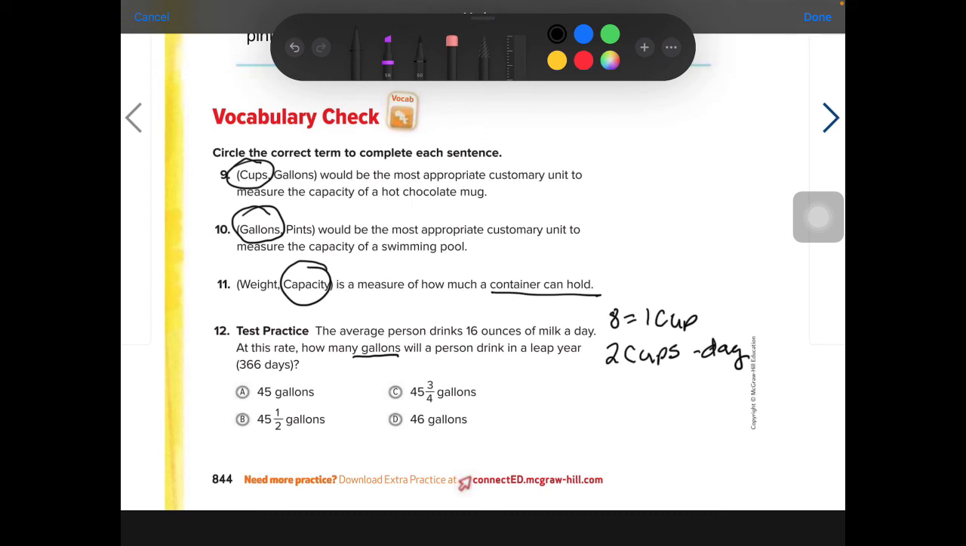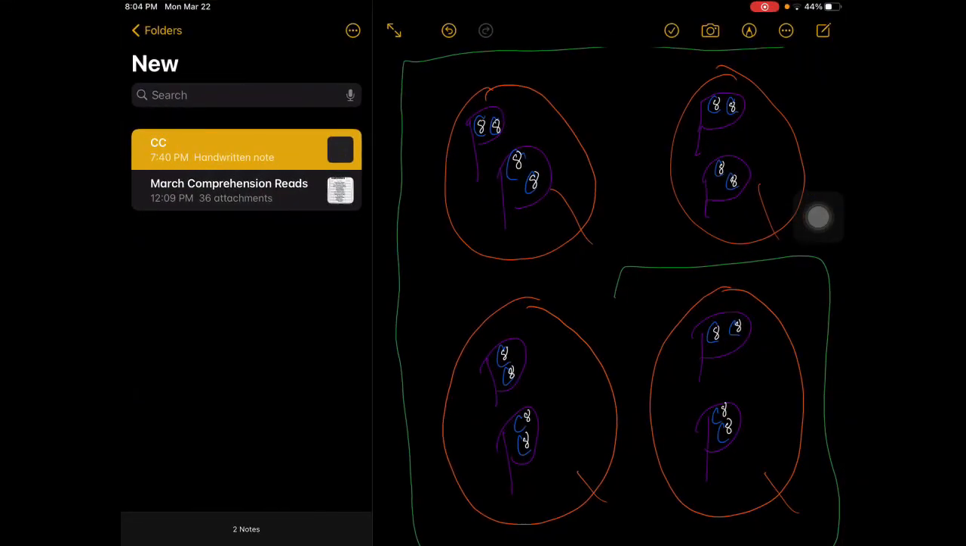Now that makes my life a little bit easier because then I can just go 366 times 2. Because that's 2 cups a day for 366 days, right? You following with me here? 2 times 6 is 12. Plus 1 is 13. 2 times 3 is 6. Plus 1 more is 7. So that's how many cups in a leap year.